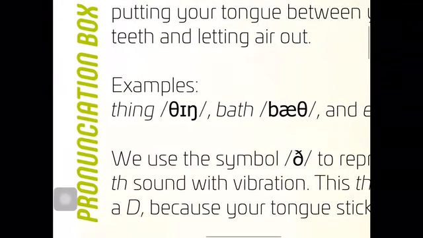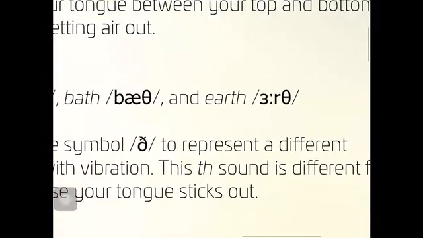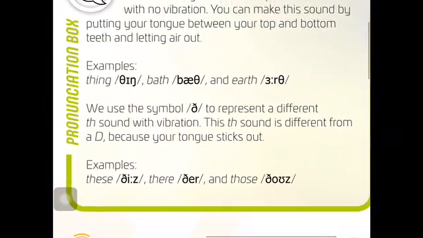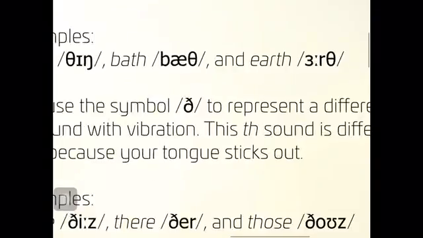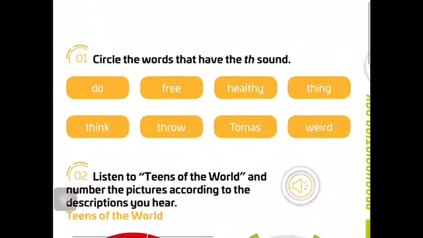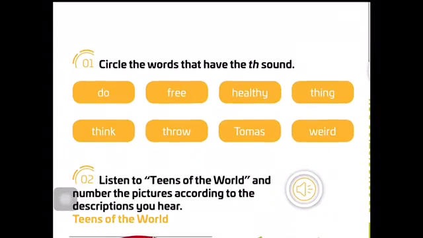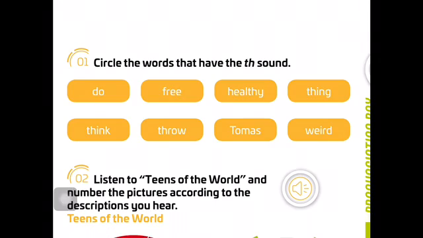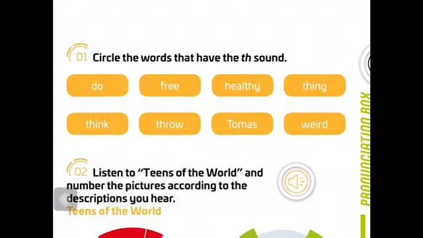Examples: thing, bath, earth. And we use this symbol to represent a different th sound, with vibration. This sound is different from a d because your tongue sticks out. Okay, this, there, those. Very good. Now you are going to circle the words that have the th sound. Okay, very good.